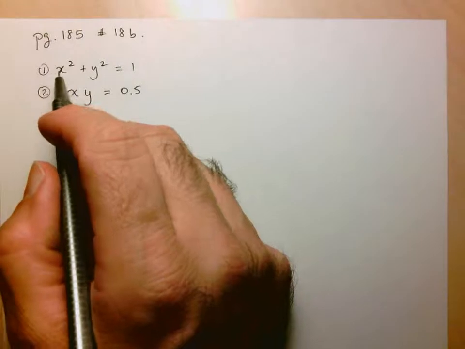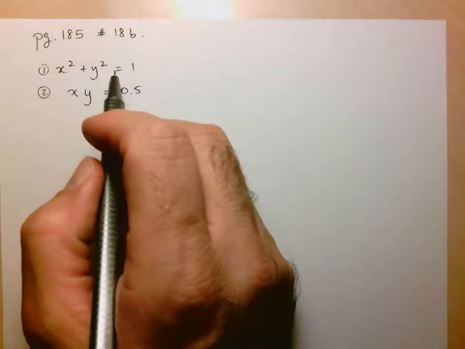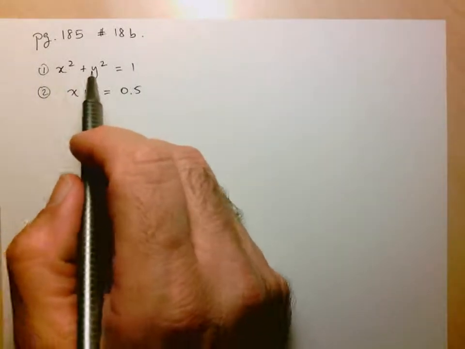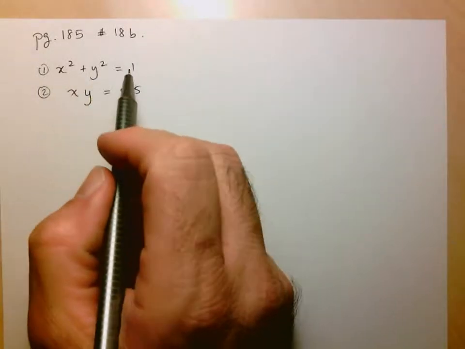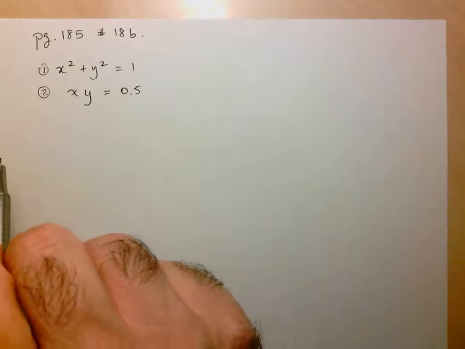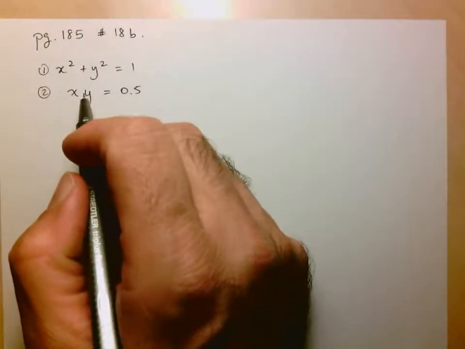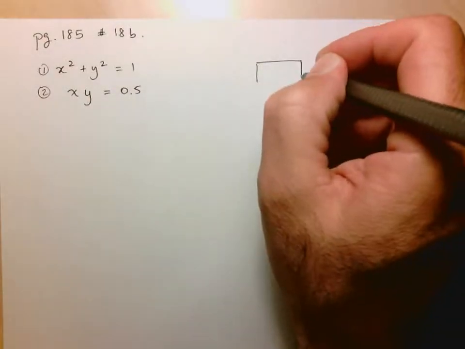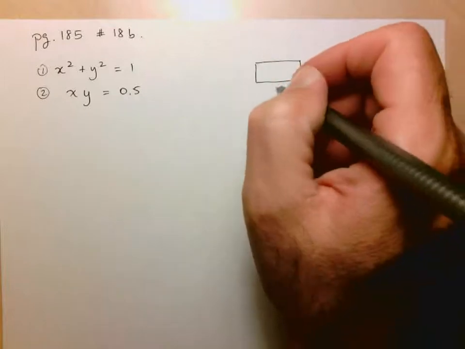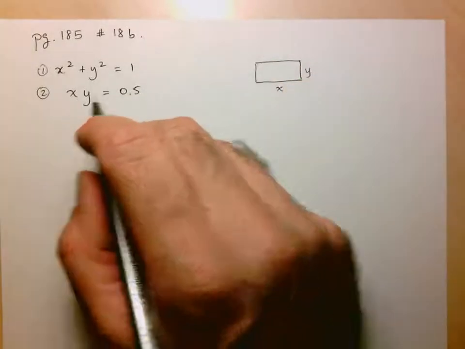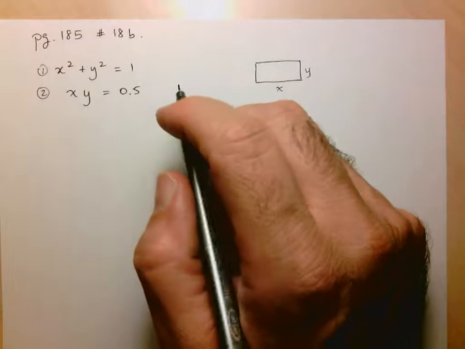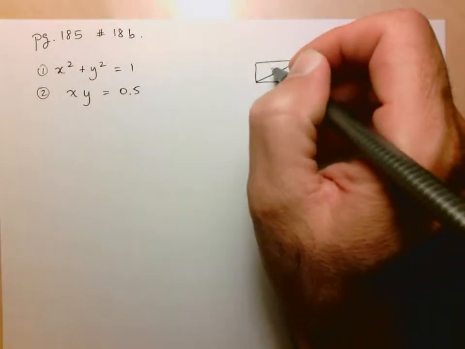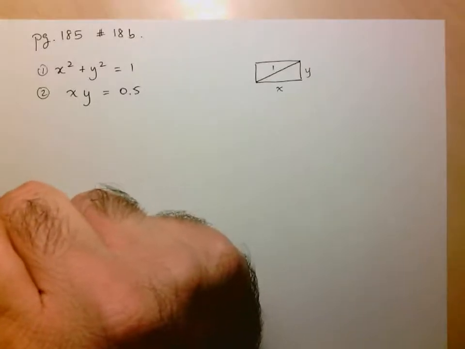One thing I notice when I look at number one: anytime I see x squared plus y squared equals something, that makes me think of Pythagoras. Here you have the two non-hypotenuse sides, and the sum of the squares equals the square of the hypotenuse. And when I see two numbers being multiplied, that makes me think of the area of a rectangle. If x and y are the side lengths, the area is going to be 0.5. And if I think of number one as representing Pythagoras, the diagonal is going to be equal to 1 unit.